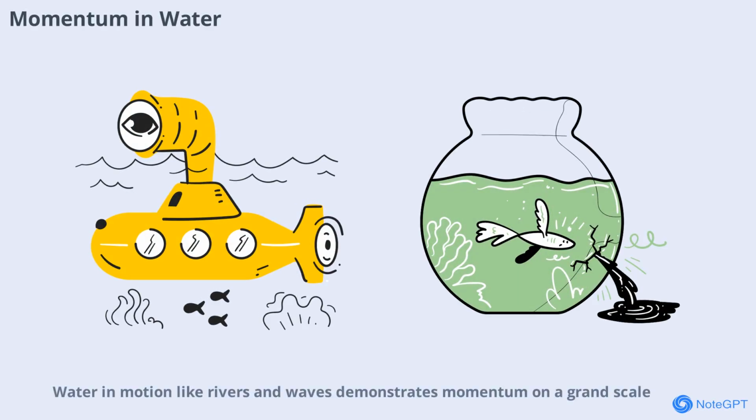Water in motion, like rivers and waves, demonstrates momentum on a grand scale. The mass and speed of moving water can shape landscapes and power hydroelectric plants. Understanding water's momentum is essential for engineers and environmental scientists alike.